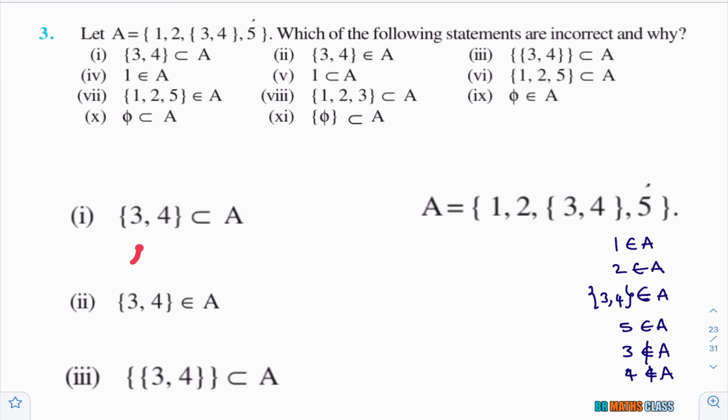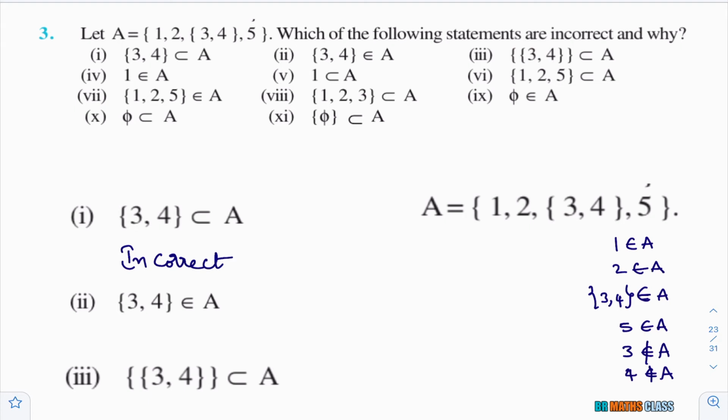Okay, in this set, is element 3 there? Yes, in this set element 3 is there. Is that 3 present in set A or not? Look here, 3 is not in set A. I hope you are understanding. So, subset symbol given means all the elements present in this set must be present in A. Right? Here, 3 is present in this set, but 3 is not in set A. So, what I can write here: this statement is incorrect. Okay?